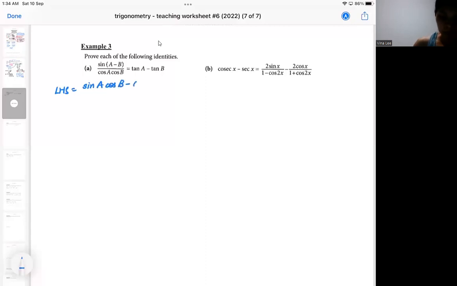Sine, cos, sine. And from here, I'm going to make them share the same denominator. So I'm going to split out the subtraction. So you split them out.